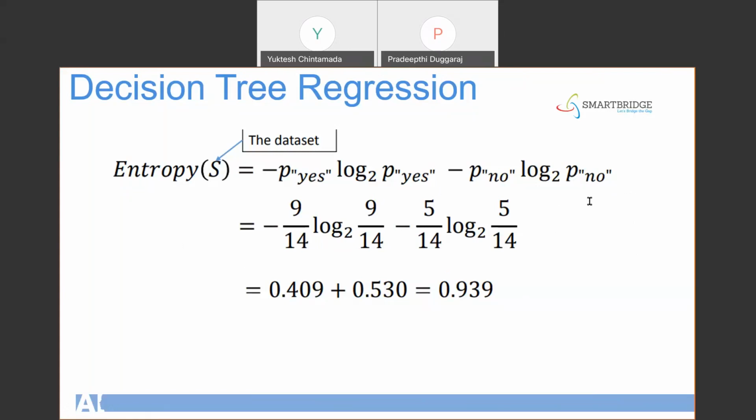No, we have only 5 no's, Ravikiran, so that's the reason it is 5 by 14 only. Out of 14 observations, yes observations are 9 and no observations are 5. That gives the probability of no and the probability of yes.